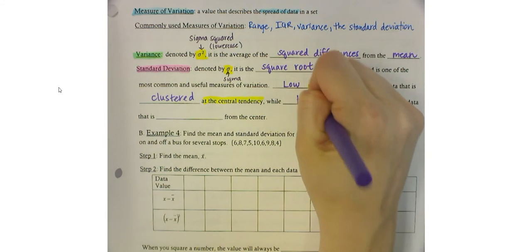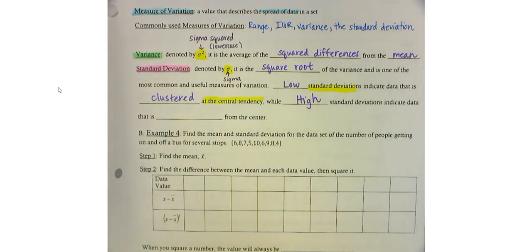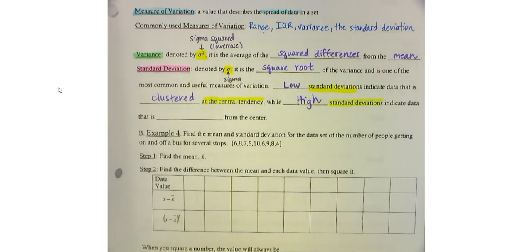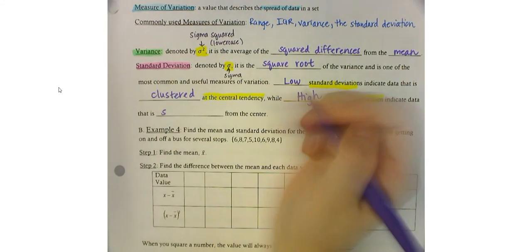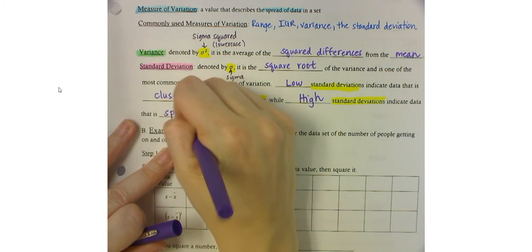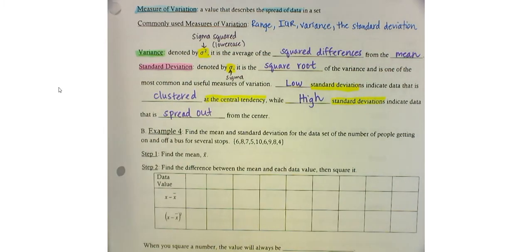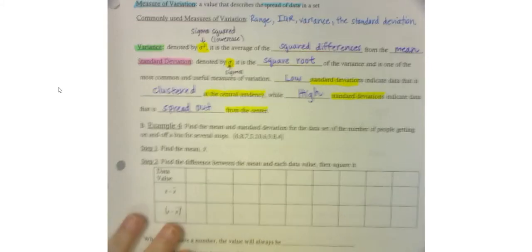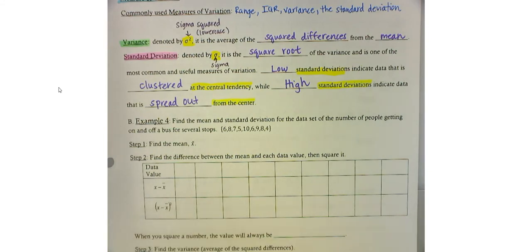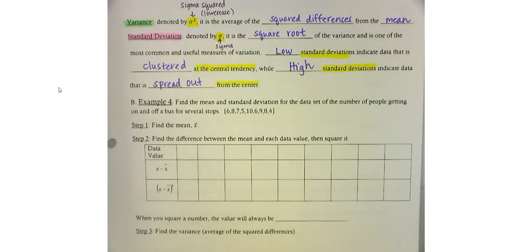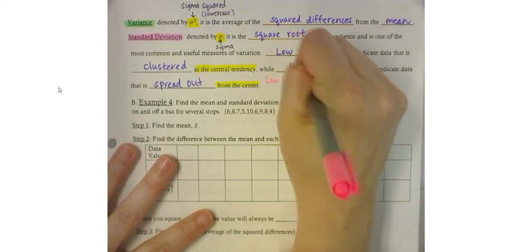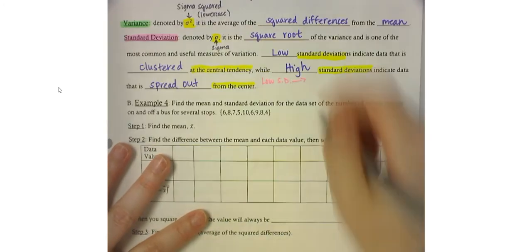We're just going to make some notations in simpler terms. Okay, so if you have a low standard deviation, what that means is your values are close together at the middle. Okay, so your values are close together at the middle of your data set. Okay, if you have a high standard deviation, that means that your values are spread out from the middle.